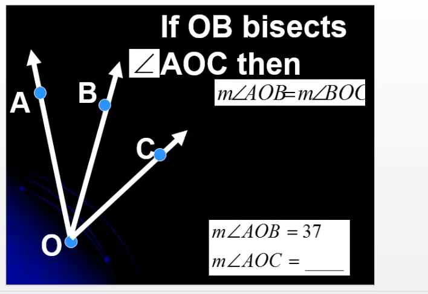In this next example, I have still the directions that OB bisects angle AOC, but I'm given that AOB is 37 this time, and I'm supposed to find AOC. Well, I know BOC is 37, so that means the entire angle has to be 37 plus 37, which is 74.